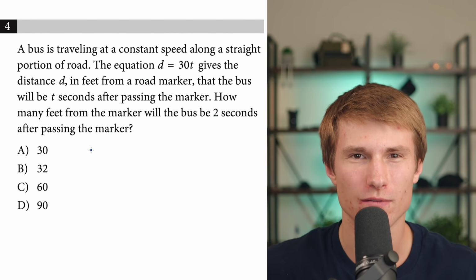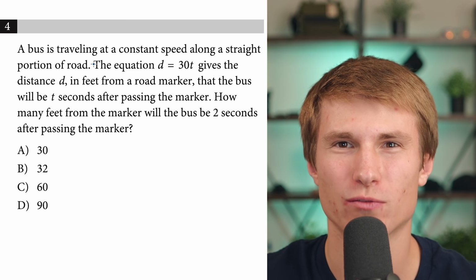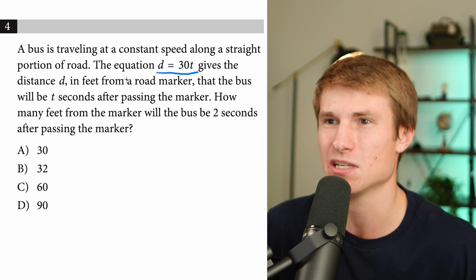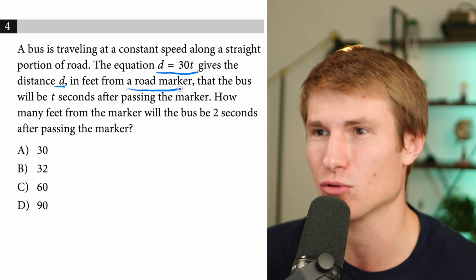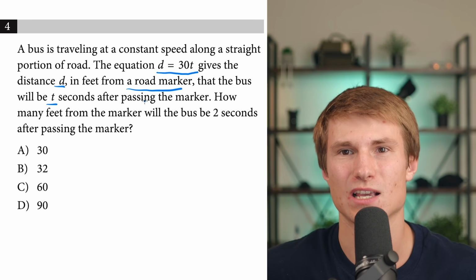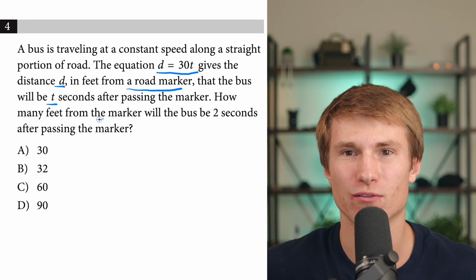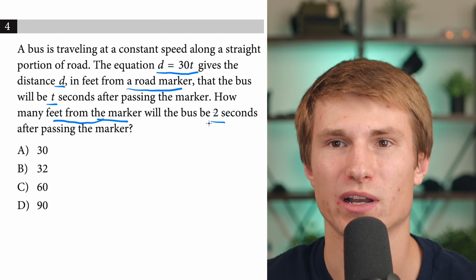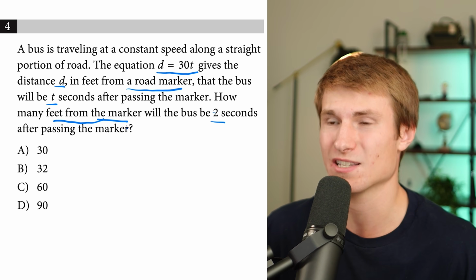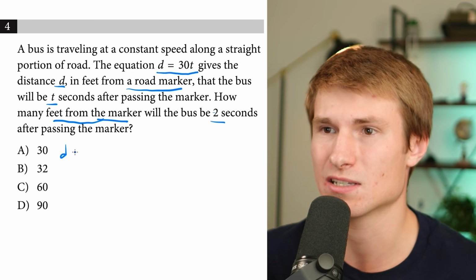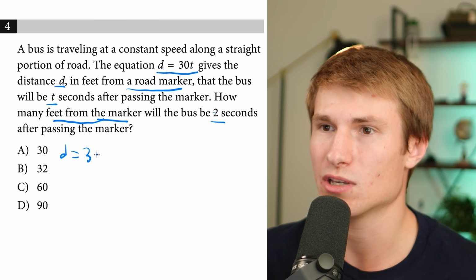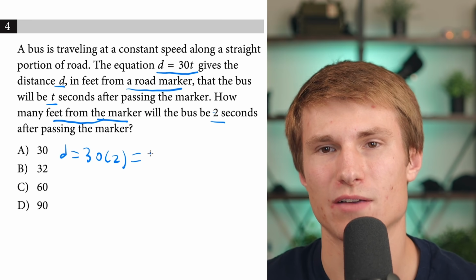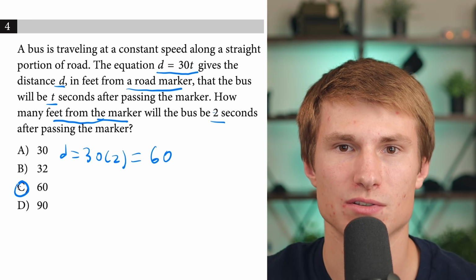Here's how to quickly solve this SAT math question about distance. Question 4 states a bus is traveling at a constant speed along a straight portion of a road. The equation d is equal to 30t gives the distance d in feet from a road marker that the bus will be t seconds after passing the marker. How many feet from the marker will the bus be 2 seconds after passing the marker? Well, all we have to do is plug in 2 for t, since t represents the number of seconds after passing the marker, and that'll give us our distance d from the marker. So d will equal 30 times 2 in this situation, and that will give us 60. So our answer there will be answer choice C.